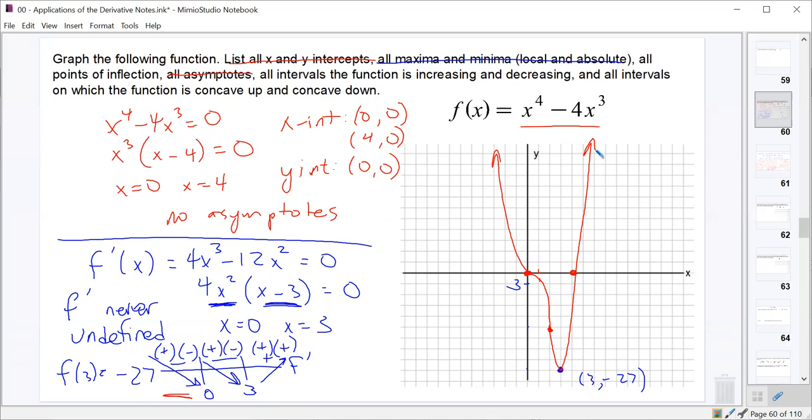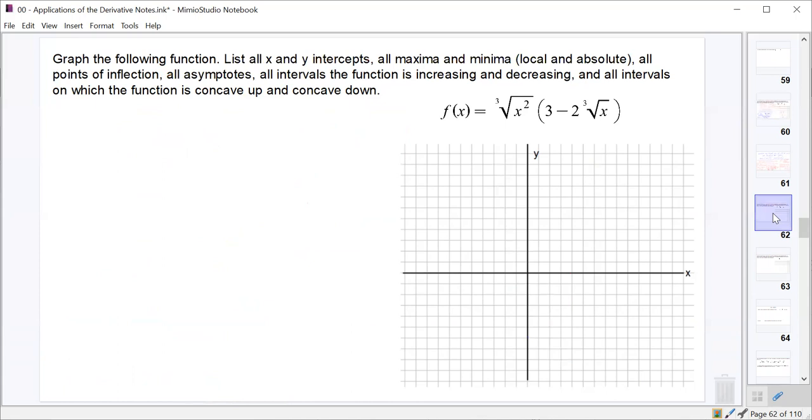And so we have now graphed this and checked off all the different things we needed to demonstrate. So we're going to do a couple more of these. This one's going to get, well, it looks like it's going to get a little bit more complicated, but it's really not going to be all that bad. We've got the cube root of x squared times 3 minus 2 times the cube root of x.